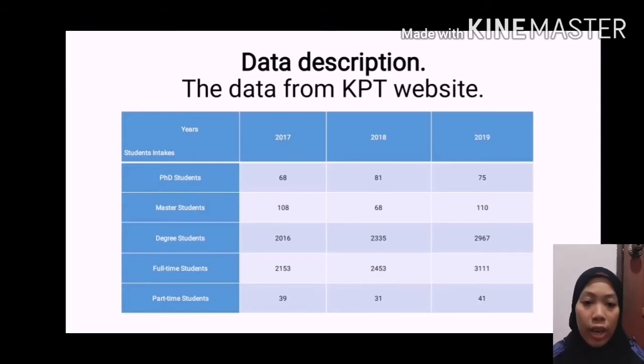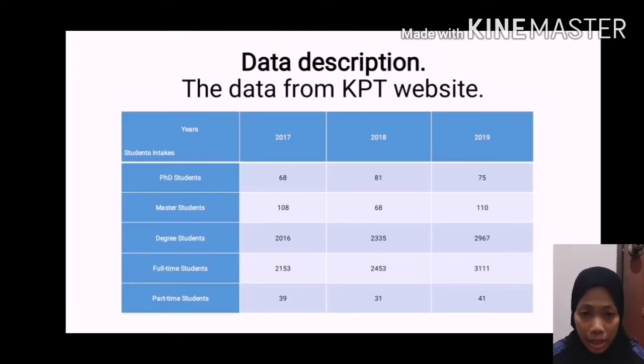A19B0861. Today, I would like to present about data description of UMK's intake student in 2017, 2018, and 2019. The data we found on Kementerian Pendidikan Tinggi KPT website. This is the table of the data.